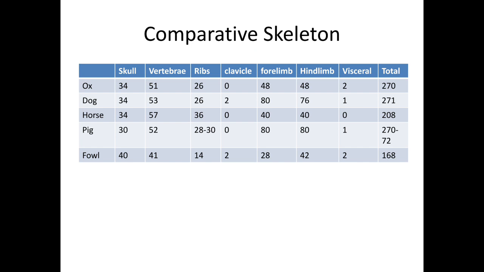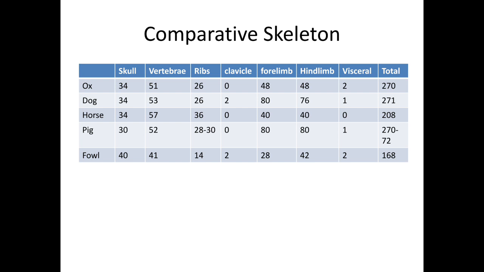In the body of dog, there are 34 bones of the skull, 53 bones of the vertebrae, and 26 ribs, 2 bones of the clavicle, and 80 bones of forelimb, 76 bones of hind limb, 1 visceral bone, the os penis, and total 271 bones. The body of horse consists of 34 skull bones, 57 vertebrae, 36 ribs, and 40 forelimb bones, hind limb 40 bones, and 208 total bones.